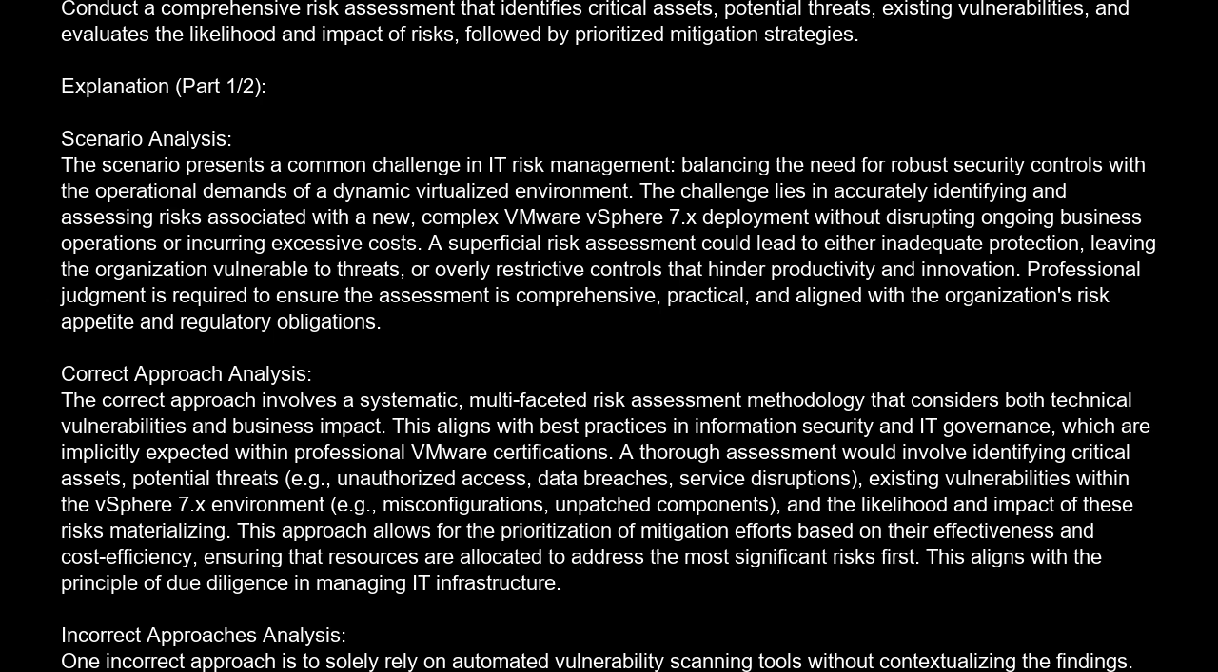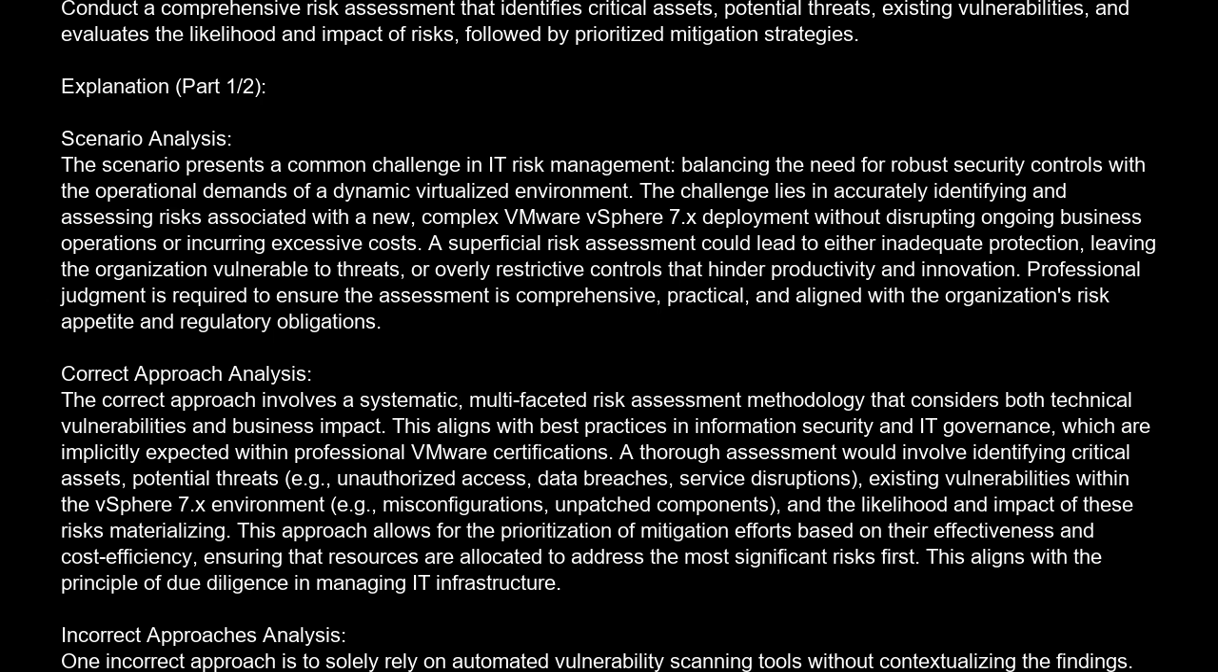business impact. This aligns with best practices in information security and IT governance, which are implicitly expected within professional VMware certifications. A thorough assessment would involve identifying critical assets, potential threats, e.g., unauthorized access, data breaches, service disruptions, existing vulnerabilities within the vSphere 7X environment, e.g., misconfigurations, unpatched components, and the likelihood and impact of these risks materializing. This approach allows for the prioritization of mitigation efforts based on their effectiveness and cost efficiency, ensuring that resources are allocated to address the most significant risks first. This aligns with the principle of due diligence in managing IT infrastructure.